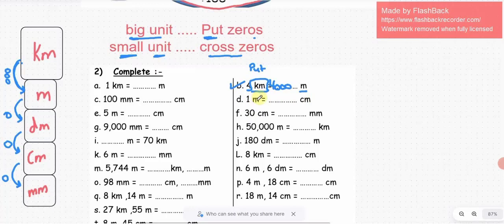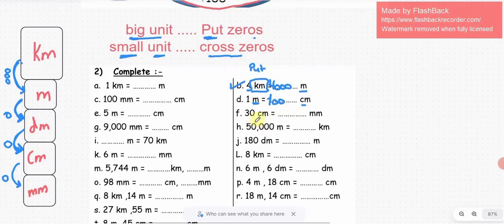Question D. 1 meter equal how many centimeter? I'm starting with big unit, meter. With the big unit, I put how many zeros between meter and centimeter? I'm gonna go one step down and another step down. So I'm gonna put 2 zeros. Between meter and centimeter, there are 2 zeros, 100.